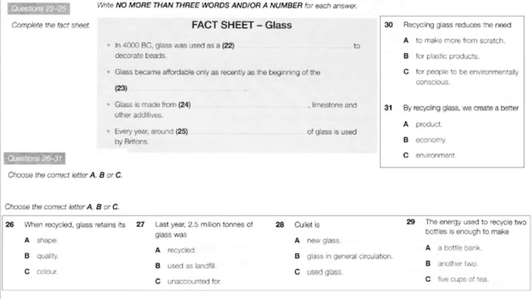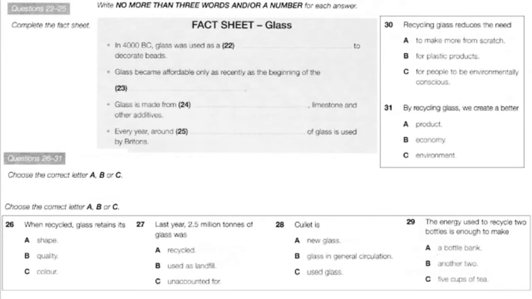Hi, Jim. Hi, David. I'm glad I found you. I've got a topic for our presentation next month. What is it? I thought it would be a good idea to talk about glass and how it's recycled. That doesn't sound very interesting. That's what I thought, but it is.